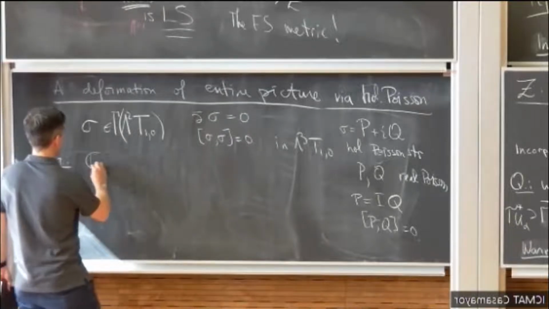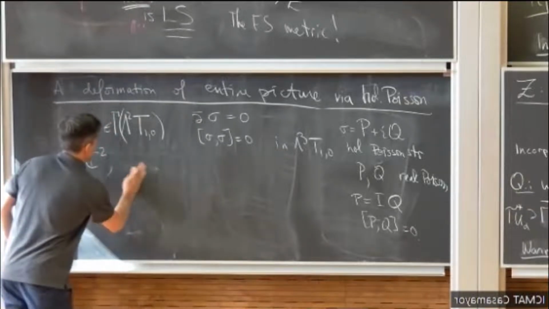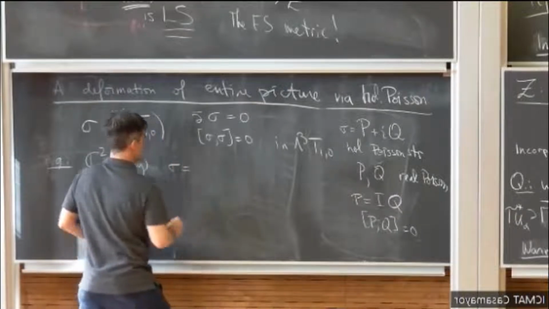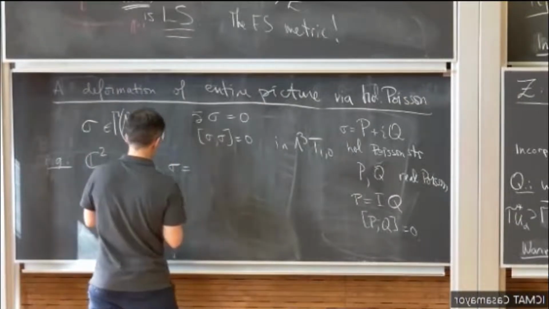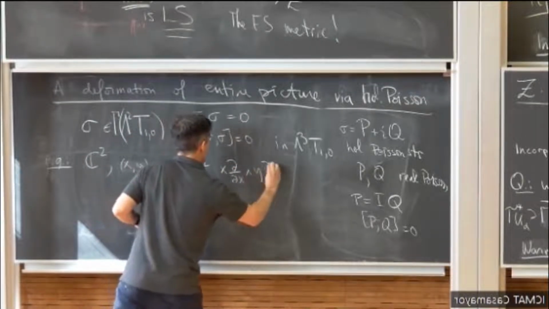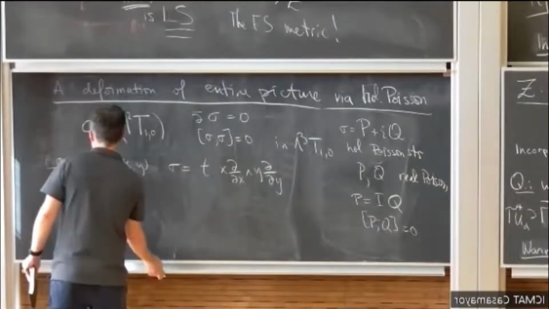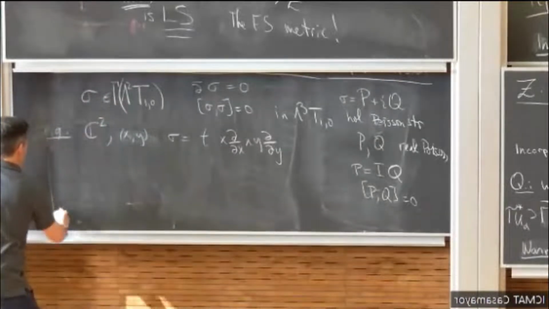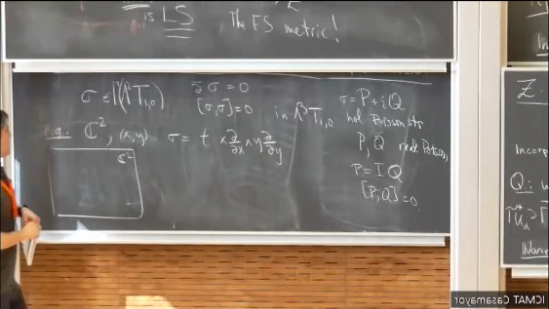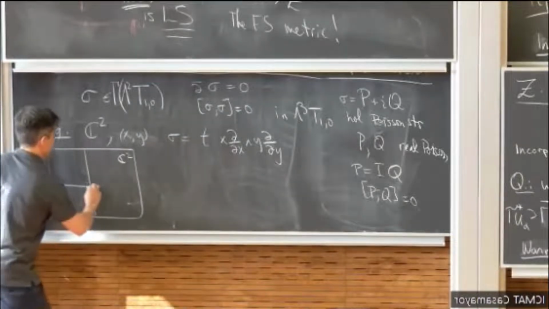And I'm going to take a really simple example. I'll take C2 with coordinates Z1 and Z2, or actually I'll use X and Y. And I'll take the Poisson structure to be this one, t times x ∂/∂x wedge y ∂/∂y, where t is just a constant. So what this looks like is that you have C2, and the Poisson structure degenerates at xy equals 0, so it degenerates on the coordinate axes.